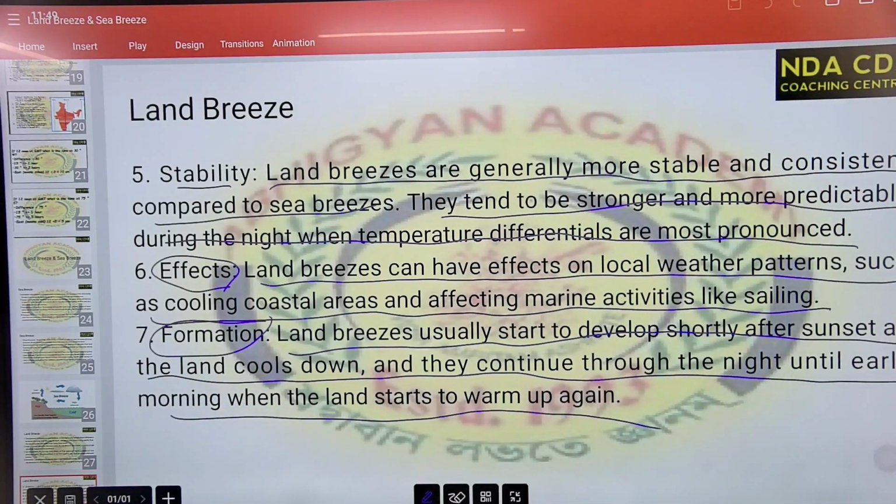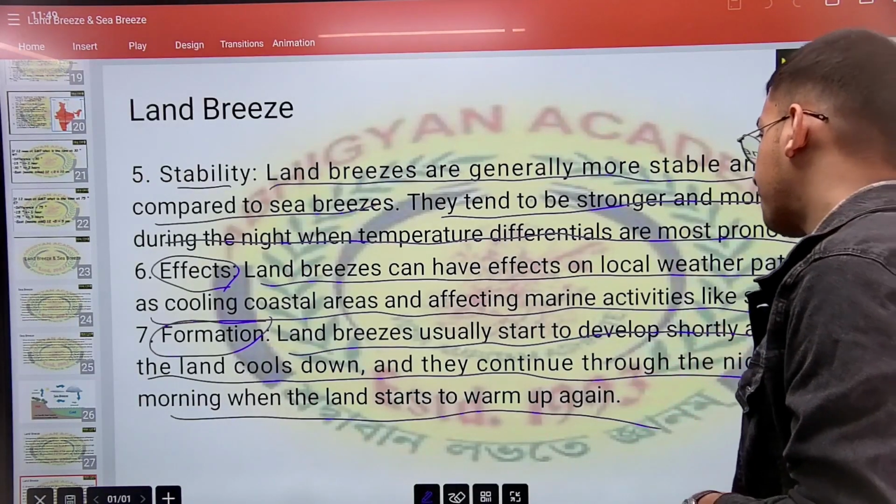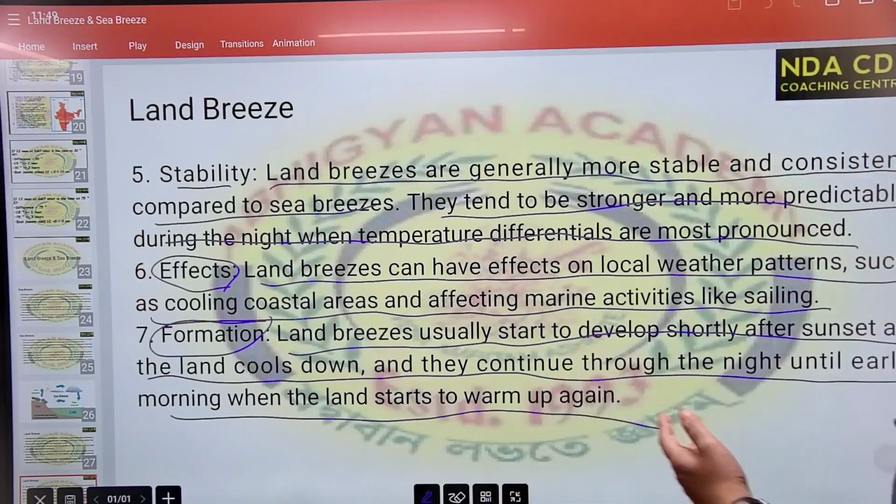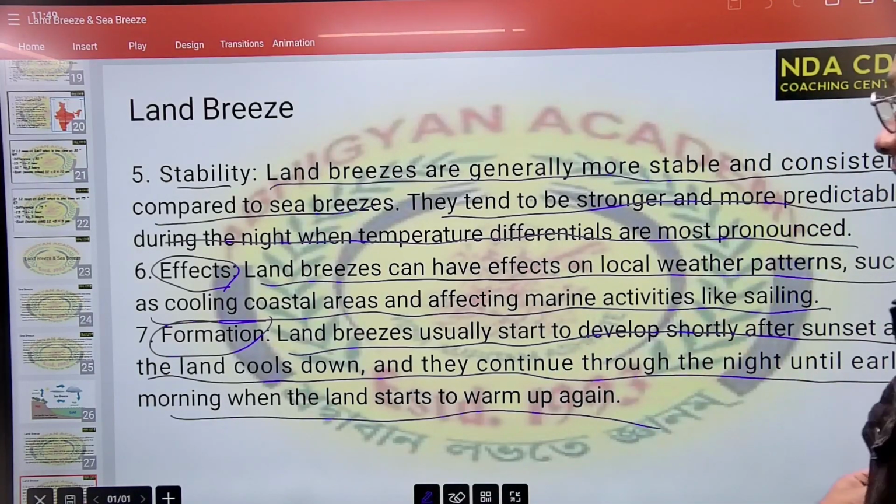Thus, we can say stability. So, land breeze is generally more stable and consistent compared to sea breeze. So, land breeze is more stable. They tend to be stronger and more predictable during the night.